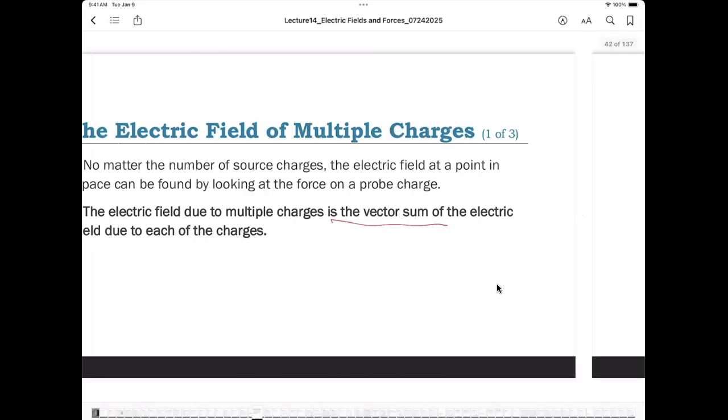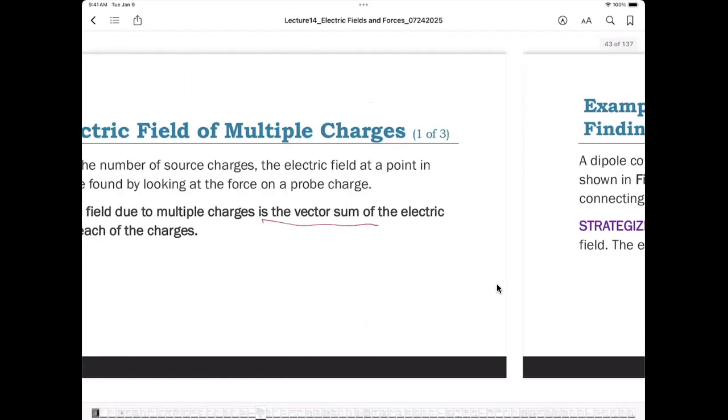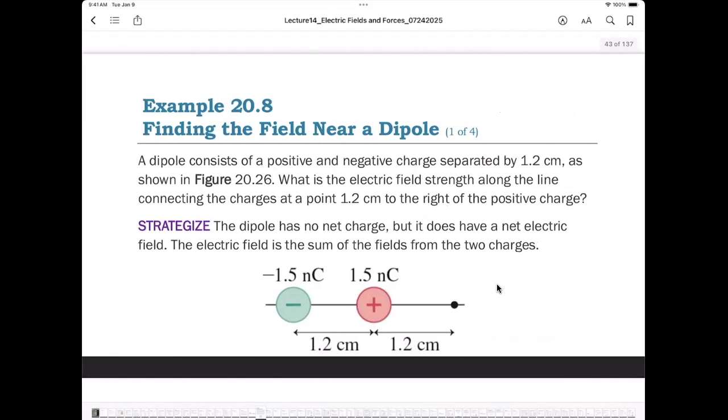Okay, before we talk more, let's look at one example, finding the field near a dipole. A dipole consists of a positive and negative charge separated by 1.2 centimeters. You can see here is a positive and here is a negative charge. As shown in this figure, what is the electric field strength along the line connecting the charges at a point here, to the right of the positive charge?